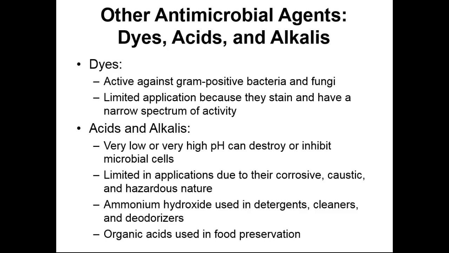Acids and alkalis, strong or high pHs, can inhibit microbial cells. They have limited applications, though, because they're very corrosive and caustic and hazardous in nature. We can use ammonium hydroxide in detergents and cleaners and deodorizers. This will help our detergents to become more effective. Organic acids, generally speaking, are going to be used in food preservation. As a rule of thumb, if we're working with some kind of a soap or a cleansing agent, it's going to be alkali in nature, and if we're working with something associated with food, it's going to be acidic in nature.